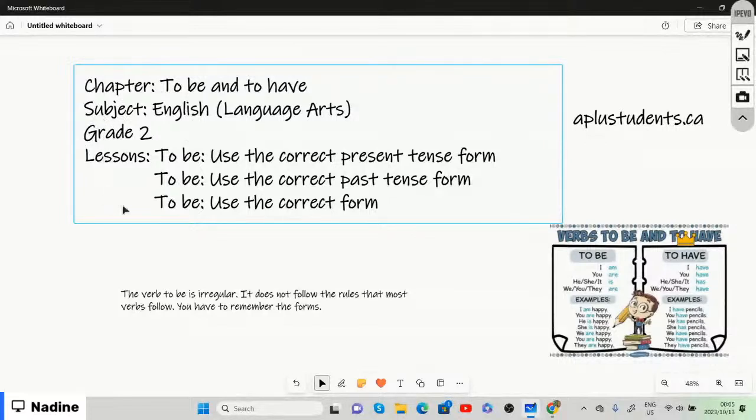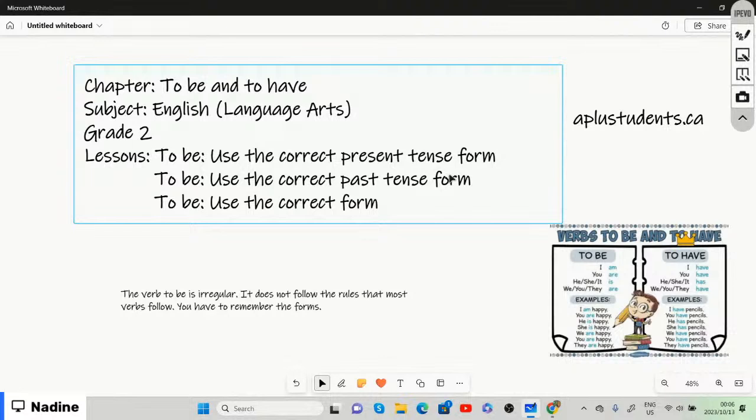And the lessons that we are going to be focusing on today is to be, which is to use the correct present tense form. And remember, the present tense means it is happening now. To be is also to use the correct past tense form. And the past tense means that something happened already. It's in the past, it already happened.